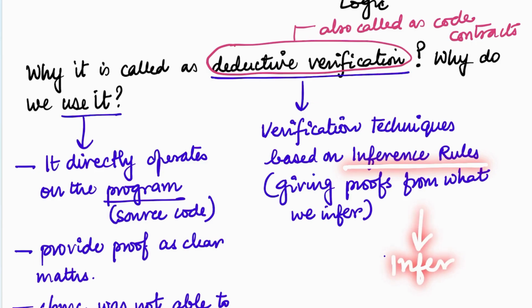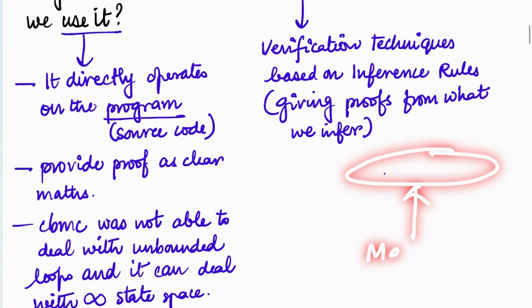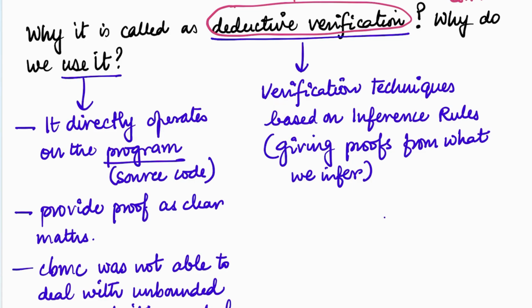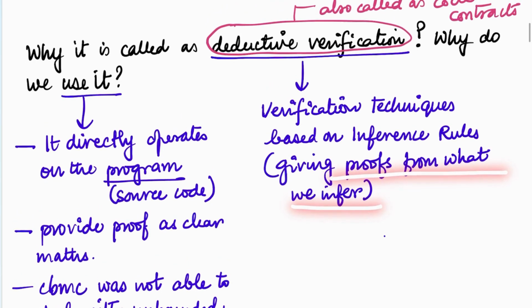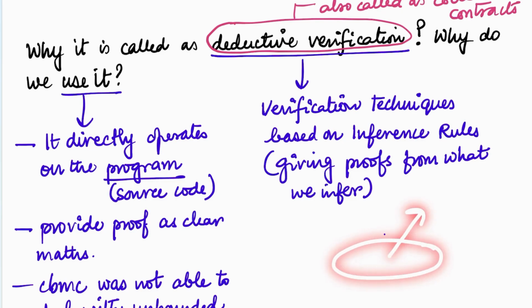You're given something and seeing that you can make sure that, okay, this particular concept is linked to this concept, right? So verification conditions are based on inference rules, giving proofs from what we infer. That is why it is named as deductive verification. So while doing a program, we will be doing some sort of verification that will help us infer. After that method, we'll be able to infer that this program is either correct or not correct. Both. So whatever happens, we will be able to filter out that.